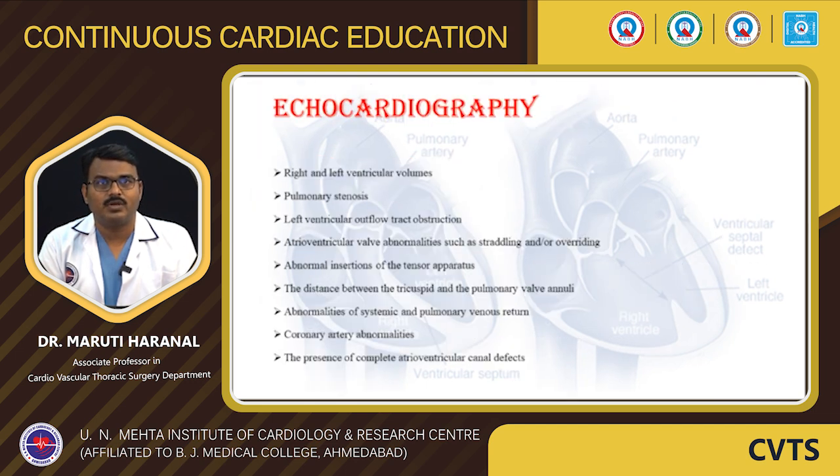It can also give us the information on right and left ventricular volumes, pulmonary stenosis, atrioventricular valve abnormalities such as straddling or overriding, abnormal insertion of the tensor apparatus, the distance between the tricuspid and the pulmonary annuli, which is very important while planning intraventricular tunneling, abnormalities of systemic and pulmonary venous return, coronary artery anomalies, the presence of complete atrioventricular canal defects.